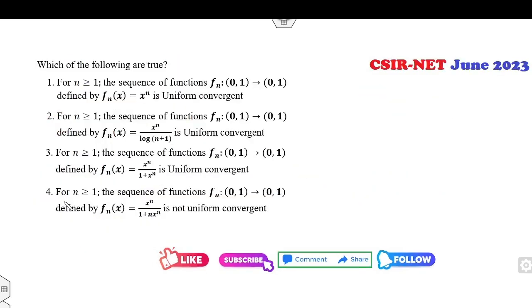Okay, look at this, it is June 2023. Which of the following sequences is convergent? So firstly, check the pointwise convergence quickly. Okay, this is the first method, on the interval 0 to 1. So if x lies between 0 and 1, what is the limit of x^n? 0. Fine. So that means fn converges to 0 pointwise.